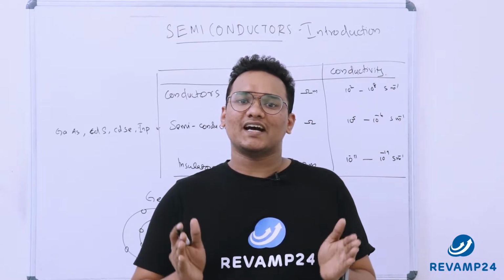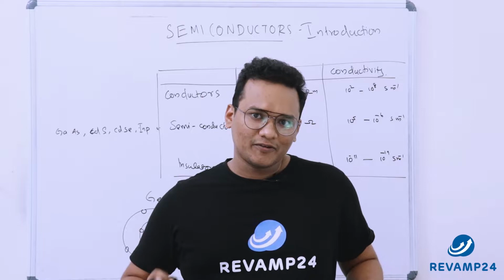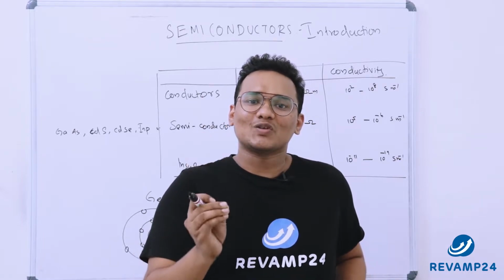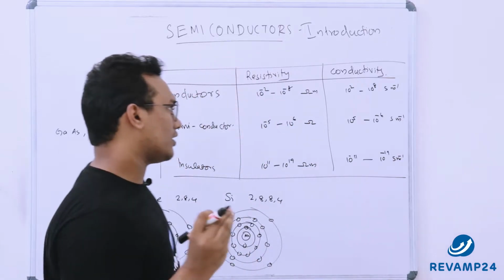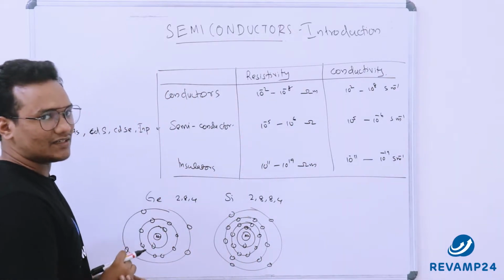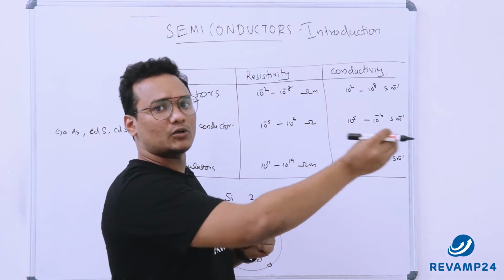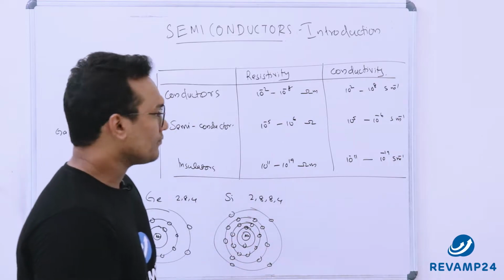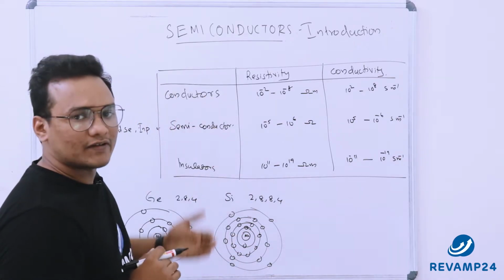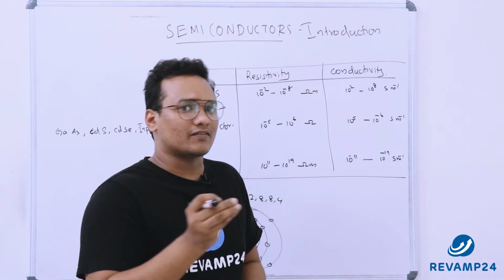Today we are going to start a new chapter which is semiconductors. Earlier we have learned what insulators and conductors are. Now conductors have a property called conductivity, which means they will allow charges to move from one end to another end whenever an electric field is applied across it. So they have free electrons, because free electrons are the charge carriers in the case of conductors.